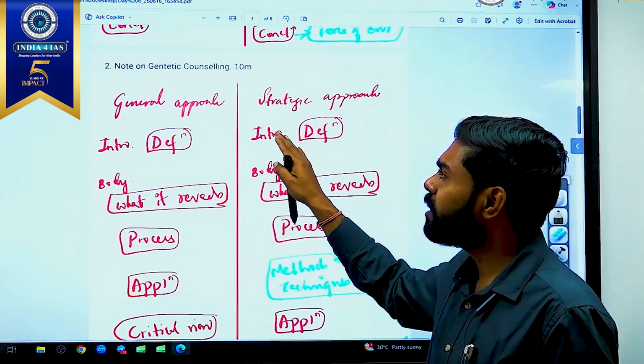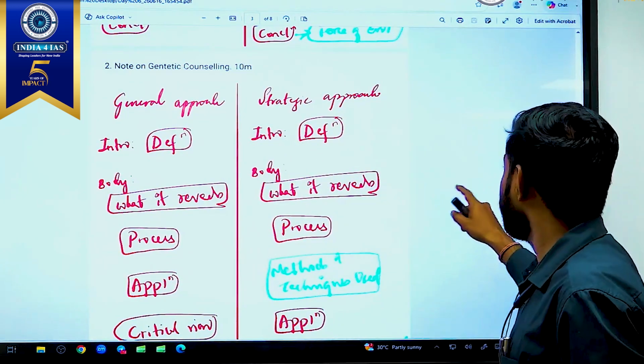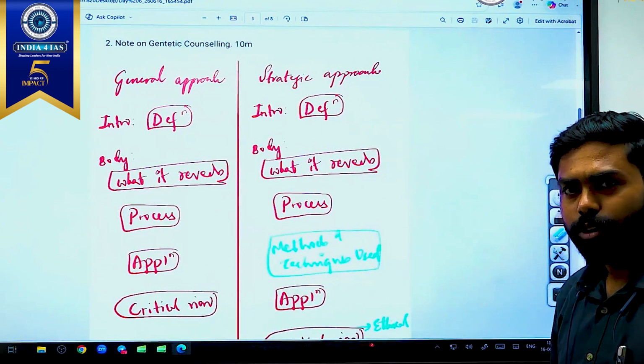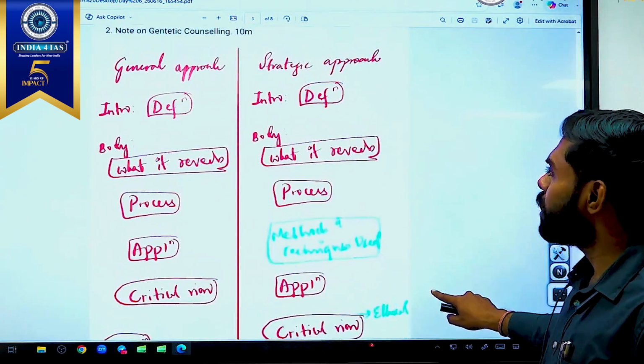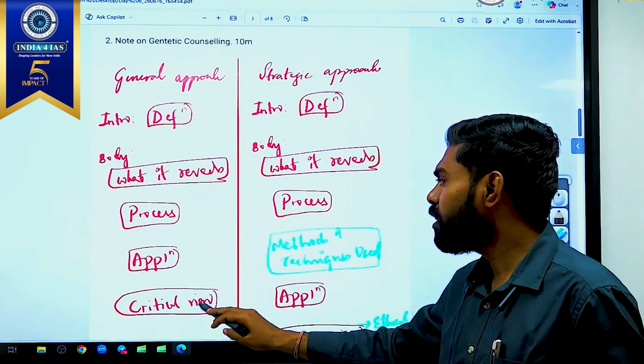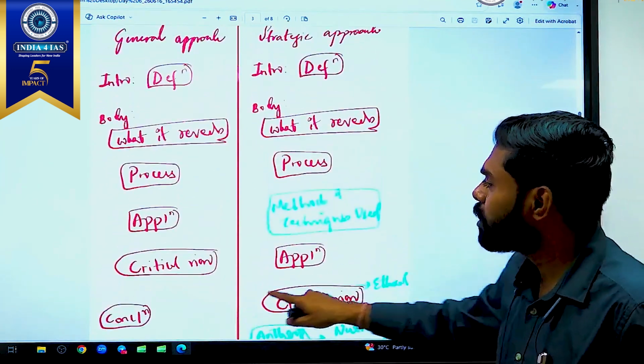Note on genetic counseling. So I'll share. Okay, genetic counseling. These are very straightforward questions. I don't think there is much to add, but let me come directly to the key points: definition, what it reveals, process, application, and critical view. So we have 5 to 6 dimensions, including conclusion.